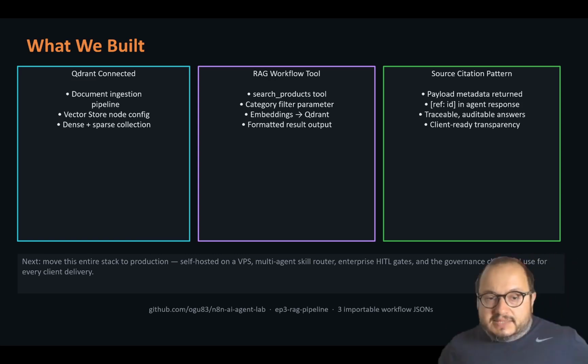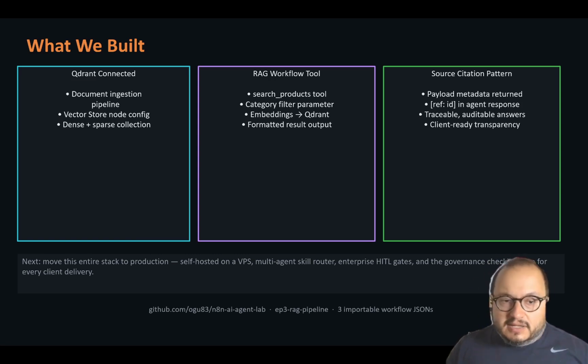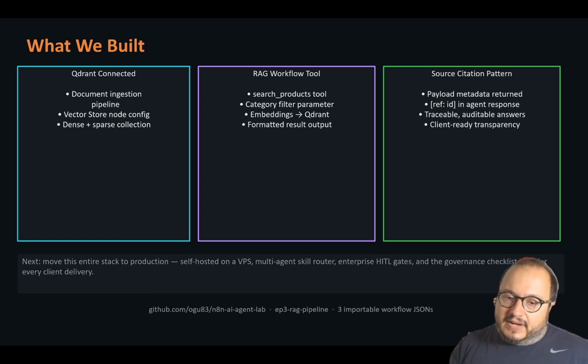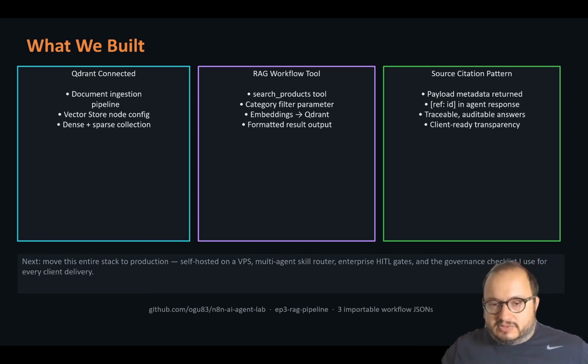Episode 4 is the production episode. Everything we have built in episodes 2 and 3 runs on Docker Desktop on your laptop. That is not what a client gets. Episode 4 moves the entire stack to a VPS with SSL via Caddy. It adds a second specialist agent using the multi-agent skill router pattern, hardens the human-in-the-loop gates, and walks through the 5-point governance checklist I hand to clients on every n8n delivery. That is the episode that turns this from a demo into a billable system.